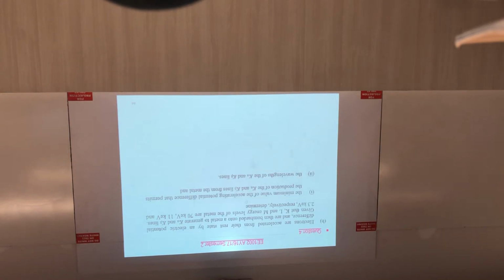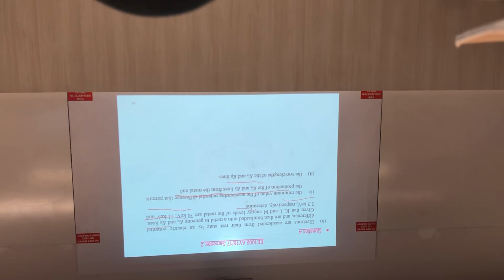But I want to show you one more question that is not included in the tutorial, but I think this is a useful question to understand the X-ray. So I'm going to read the question. The electrons are accelerated from the rest state by the electric potential difference, and then bombarded on a metal to generate K alpha and K beta lines, and the energy states of K, L and M are all given. Then with this, what is the minimum value of the accelerating potential difference? Then we'll consider this K alpha and K beta line.